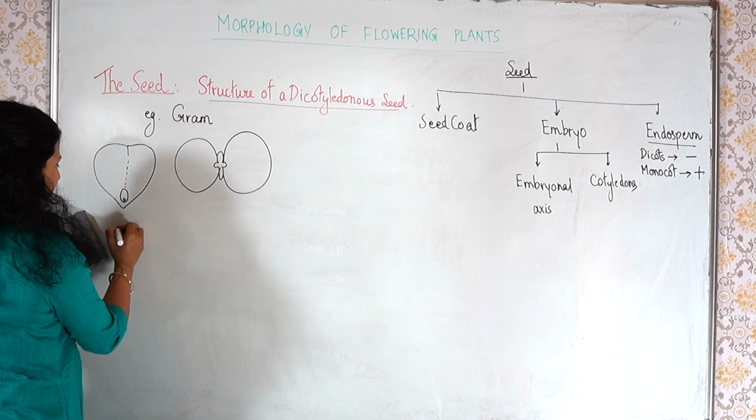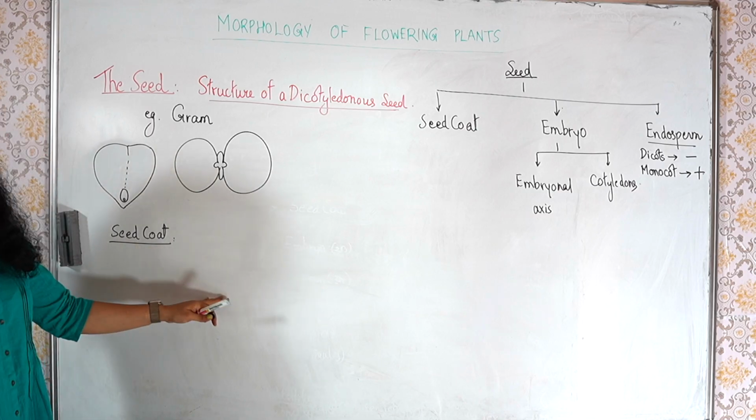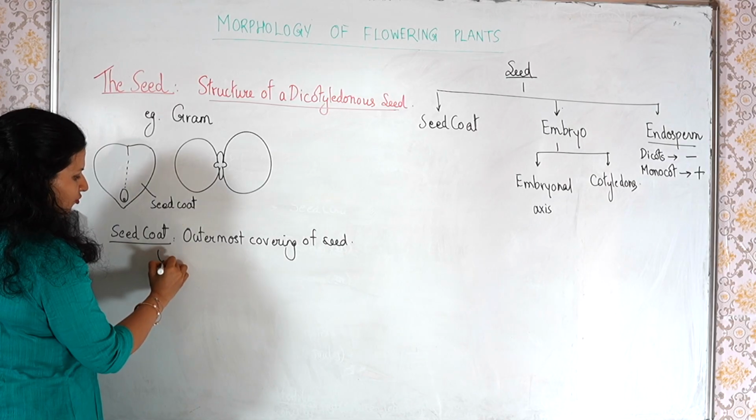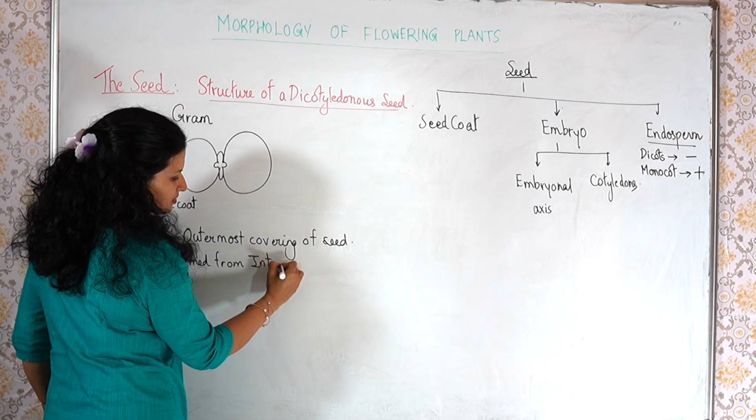Let us start with the seed coat. Seed coat is the outermost covering of the seed. You've seen it in case of gram, right? The covering just comes off very nicely. It is formed from integuments of the ovule.